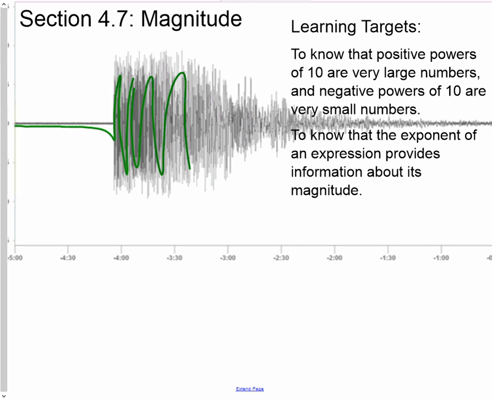So our 2 learning targets for today. Number 1 is to know that positive powers of 10 are very large numbers and negative powers of 10 are very small numbers. And that'll be the case for powers of any number. We've learned that when you have a negative exponent, it becomes a fraction, so it is going to be a very small number. Our second learning target is to know that the exponent of an expression provides information about how big it is, what the magnitude of it is. So we're looking at the size of numbers with powers of 10 today.